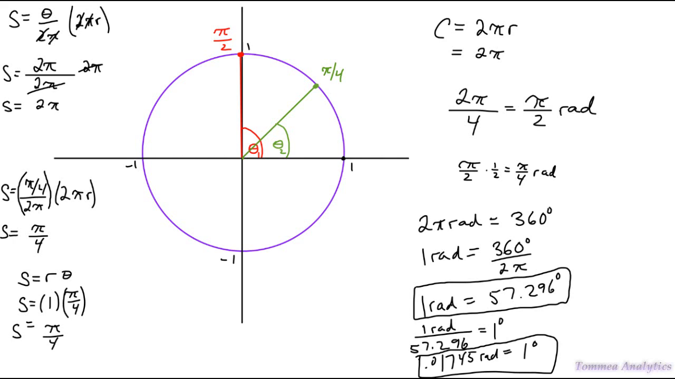Radians is just an alternative measure of angles. So instead of degrees, we use radians, and we do that for convenience throughout various applications of mathematics. And again, as mentioned earlier in the video, radians is just the arc length of a circle that is created from an angle of theta.